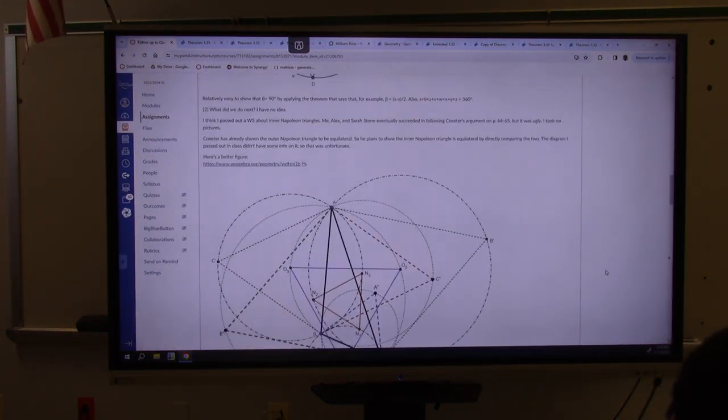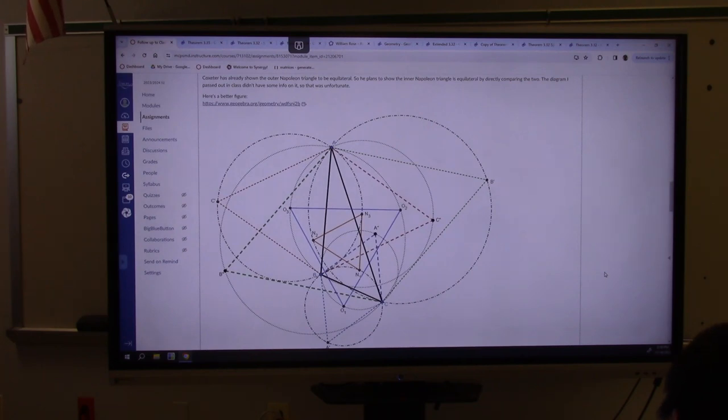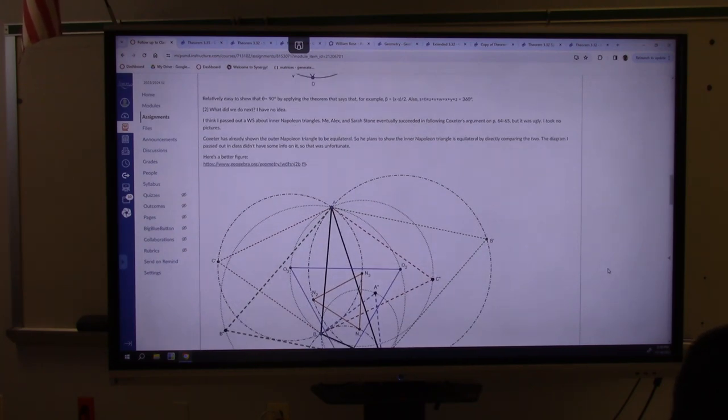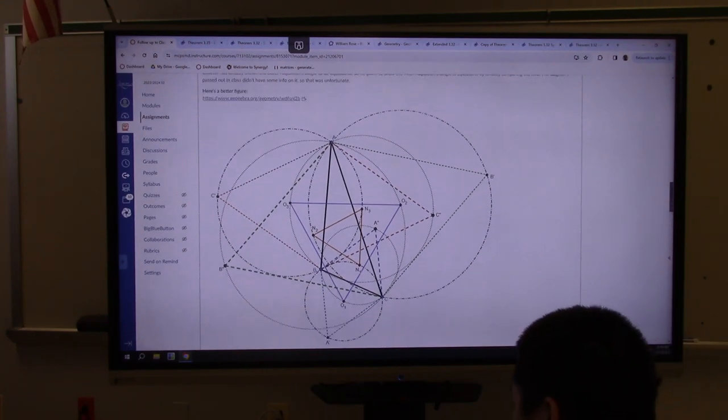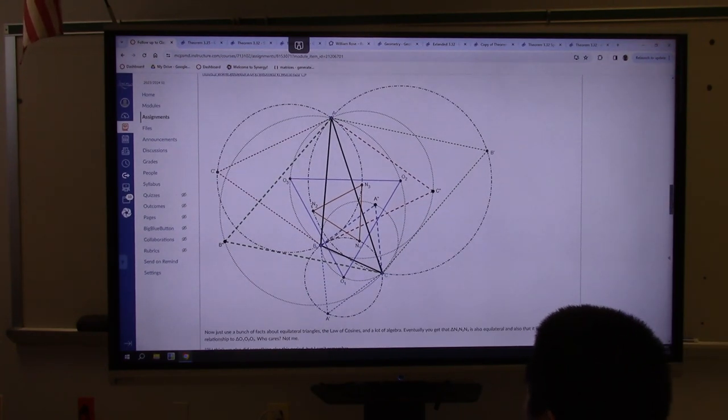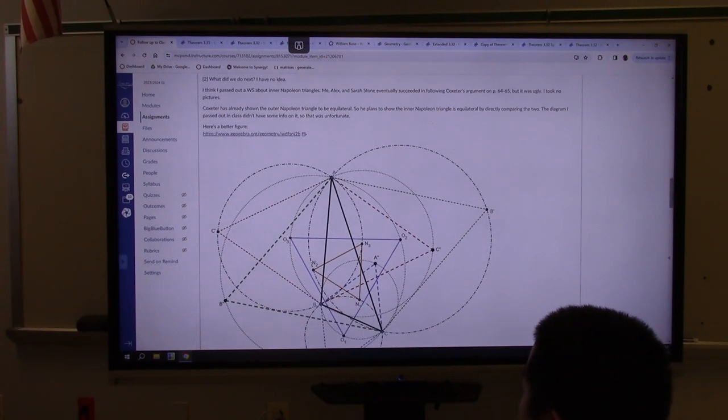Then I passed out a packet. This packet, unfortunately, was not so good. The packet was us trying to prove the fact that the inner Napoleon triangle is equilateral. And basically, I sat over there, and me and Alex and Sarah Stone did it.